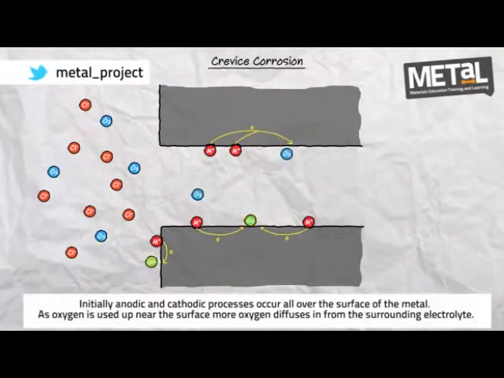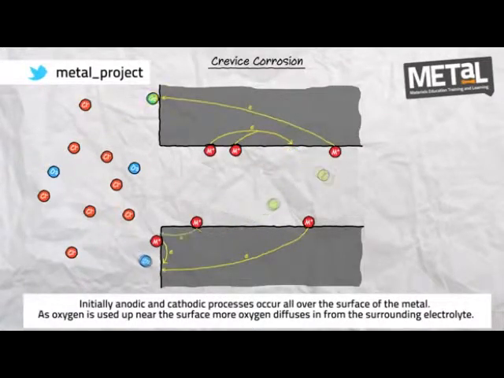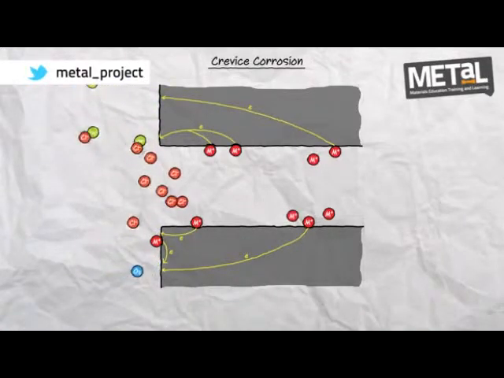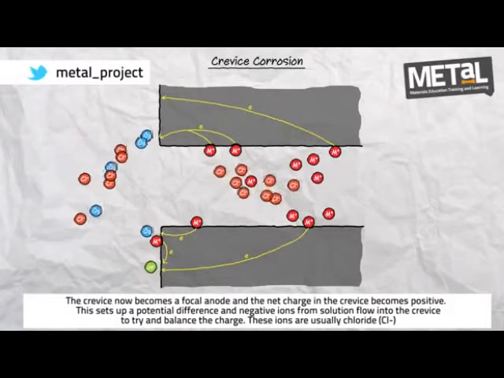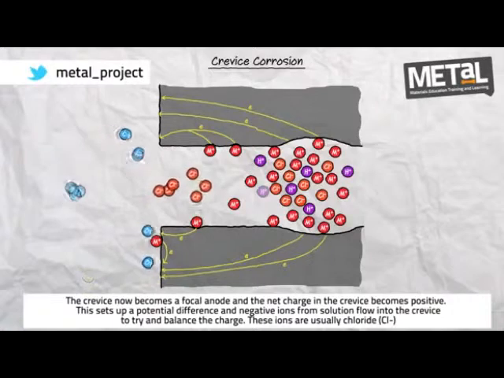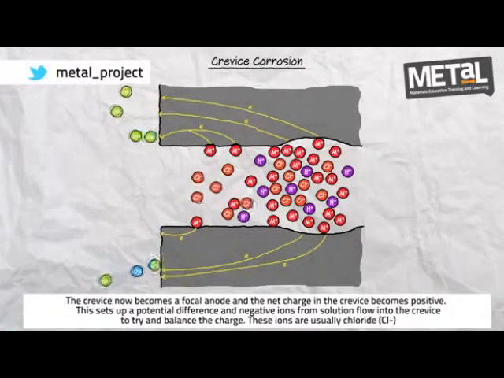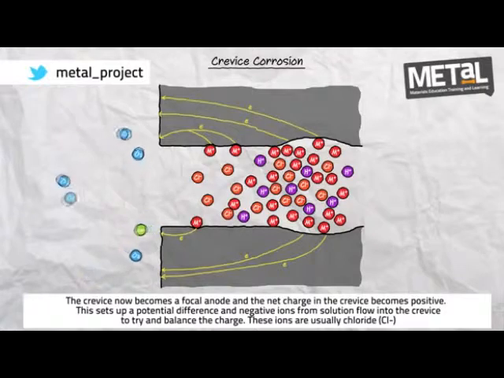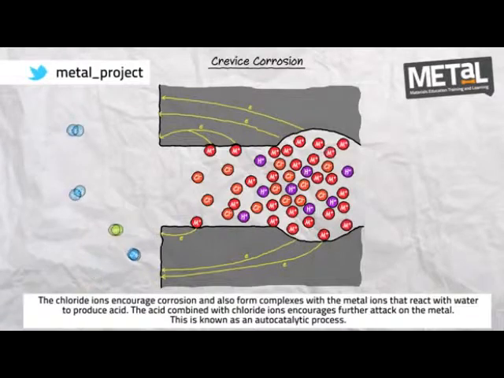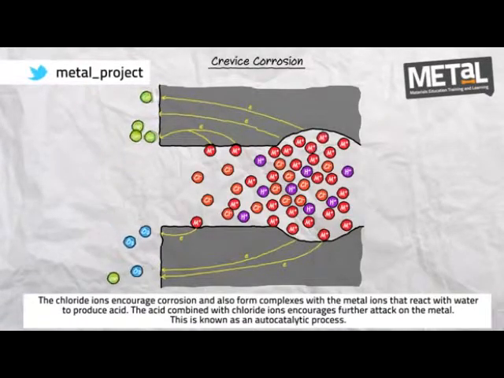Initially, anodic and cathodic processes occur all over the surface of the metal. The crevice now becomes a focal anode and the net charge in the crevice becomes positive. This sets up a potential difference and negative ions from solution flow into the crevice. The chloride ions encourage corrosion and also form complexes with the metal ions that react with water to produce acid. The acid combines with fluoride to attack the metal.